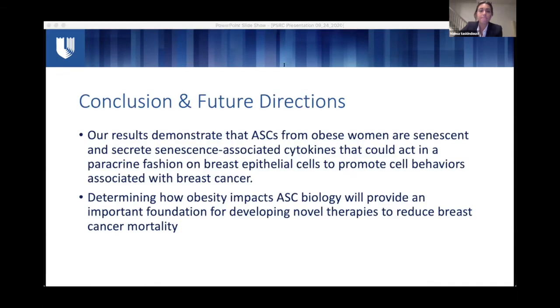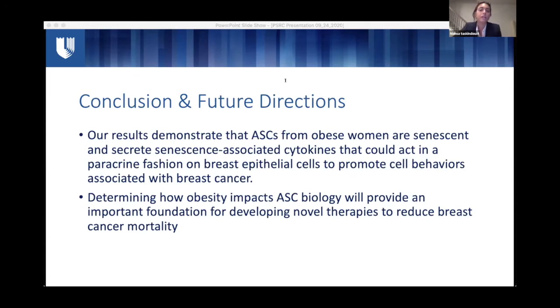So, ultimately our results together demonstrate that ASCs from obese women are senescent. They secrete senescence-associated cytokines, and specifically those that can act in a paracrine fashion on the breast epithelium. And ultimately, promote cell behaviors that are associated with breast cancer.